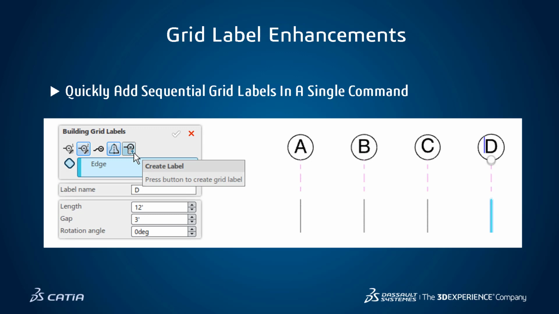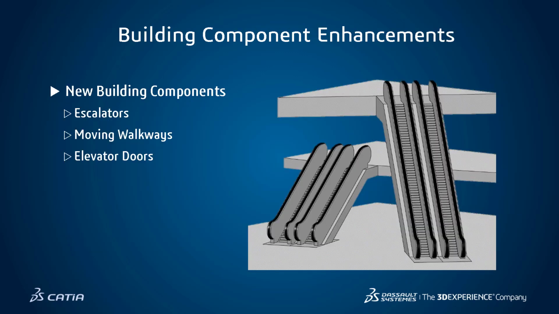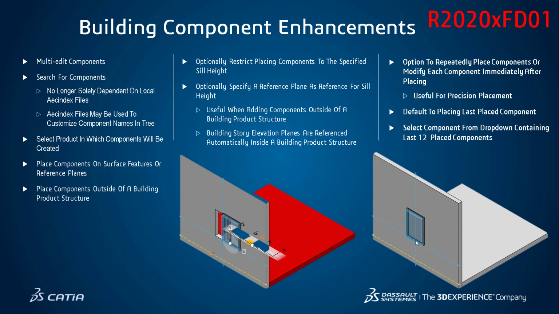There's additional building components. There's escalators, moving walkways, and elevator doors in 20x. As well in FD01, there have been a number of positioning enhancements to take in sill heights. There's a lot of information on this slide. I'll let you pause it and read if you'd like to learn more.